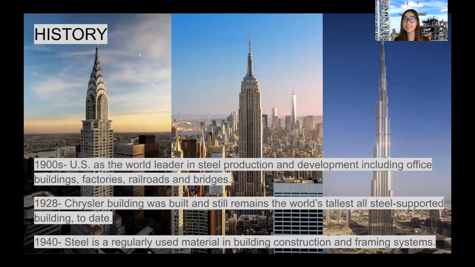Next, in the 1900s, the United States was the world leader in steel production and development. They created office buildings, factories, railroads, and bridges with structural steel and metal framing. In 1928, the Chrysler Building was built, and it was and still remains the world's tallest all-steel supported building. And in 1940, steel became a regularly used material in building construction and framing until present day.